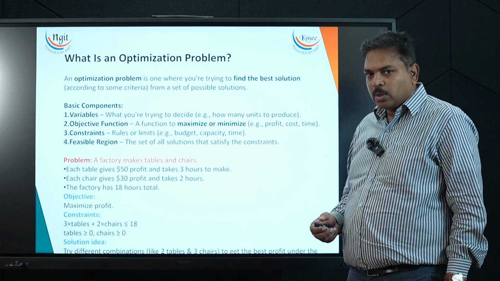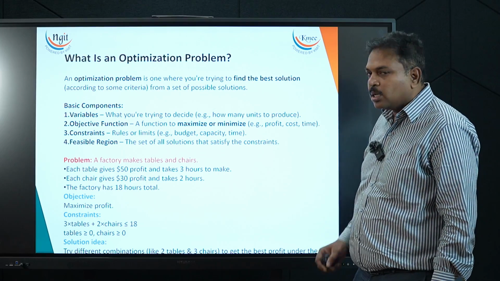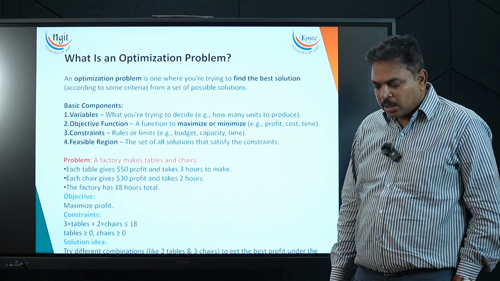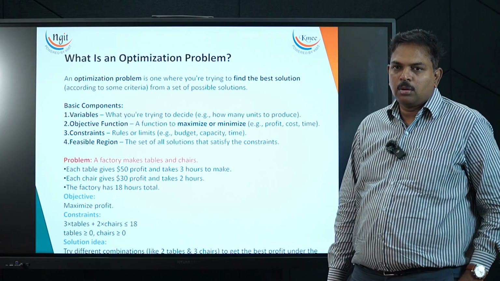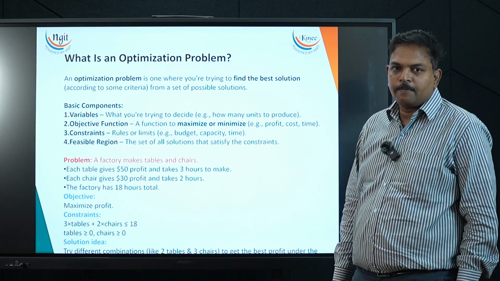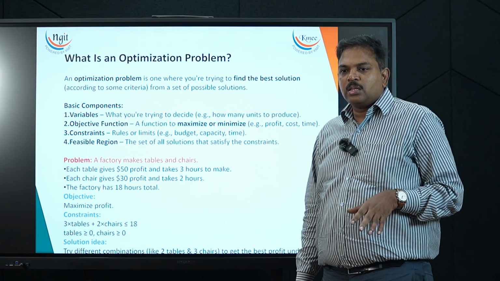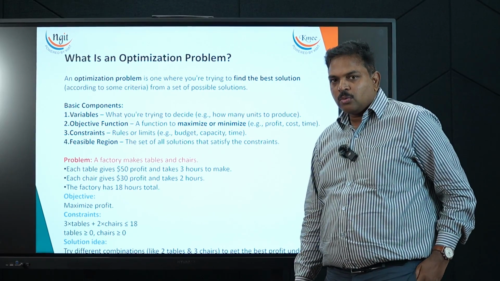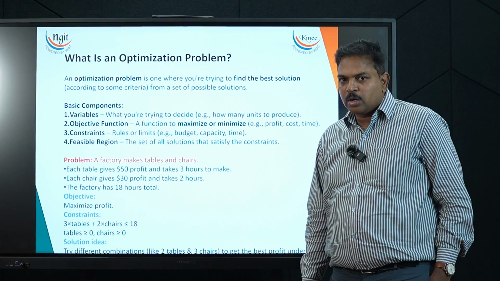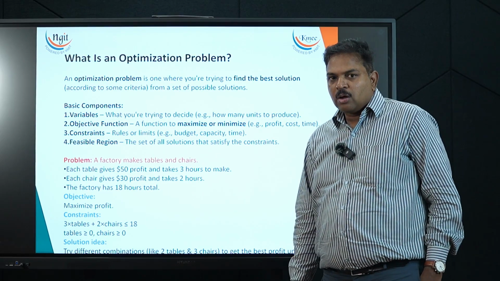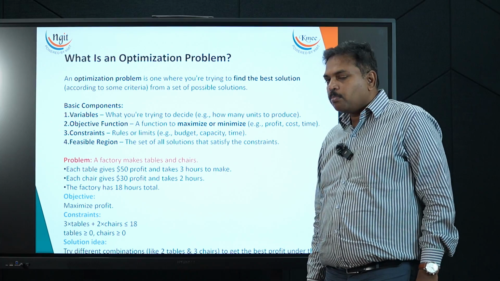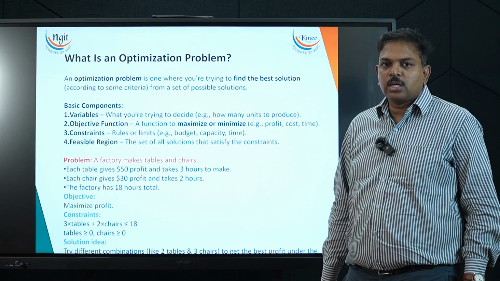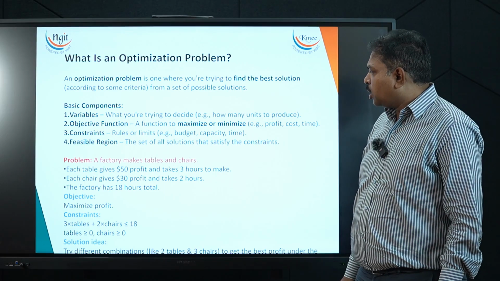For example, take one problem. Suppose a factory is making tables and chairs. That factory gets 50 rupees profit on one table and 30 rupees profit on a chair. In that factory, there are only 18 working hours in a day. Now, as the factory owner, our main objective is to maximize the profit. Maximizing the profit means you have to decide how many tables and how many chairs to make to get the profit.